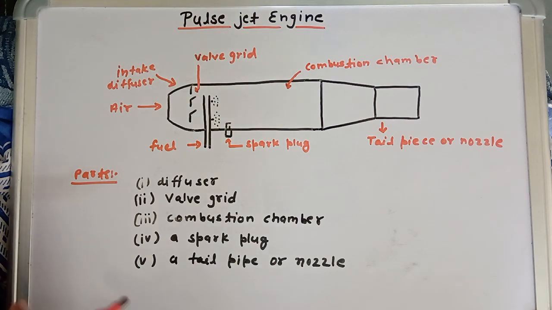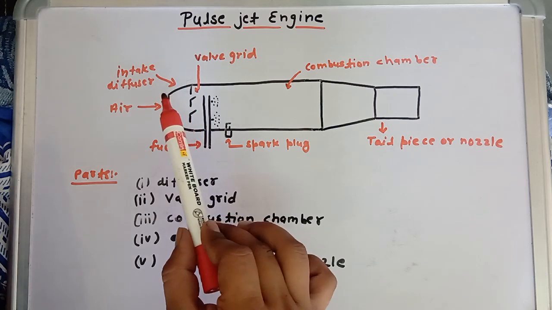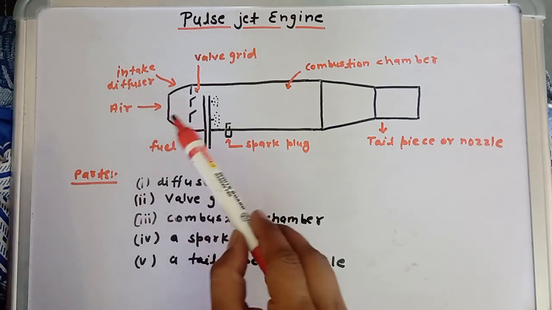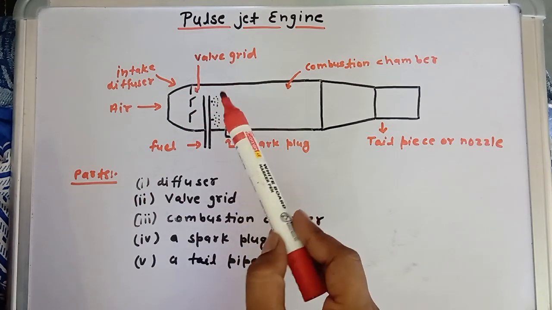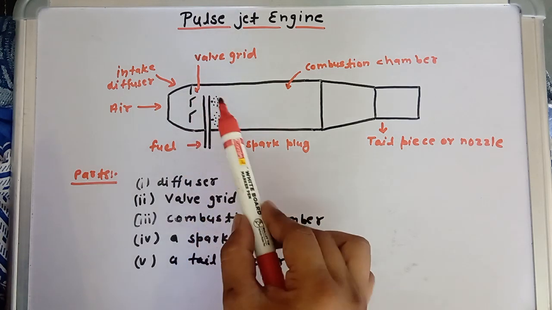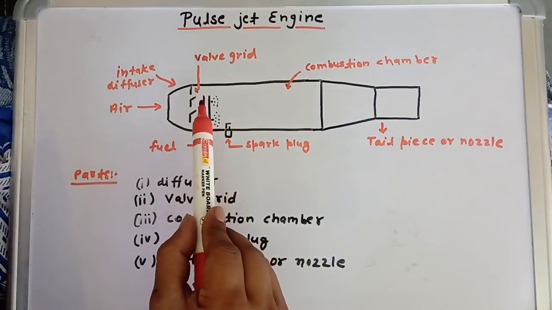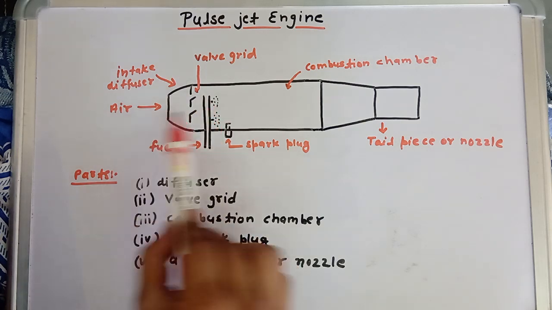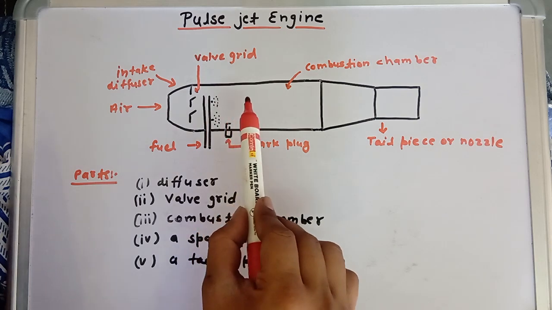Now if we talk about the working of the Pulsejet engine, look at the function of the diffuser. It is to convert the kinetic energy of the entering air into a static pressure rise by slowing down the air velocity. When a certain pressure difference builds up across the valve grid, the valves will open. This makes fresh air enter the combustion chamber, where fuel is mixed with the air and the combustion starts.